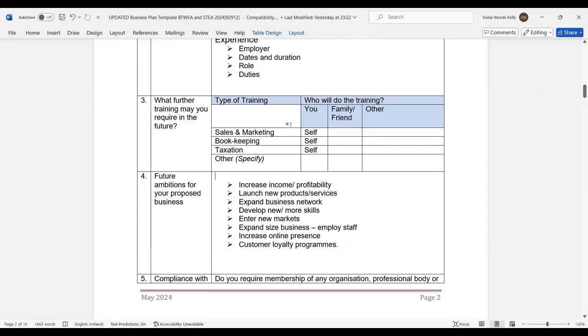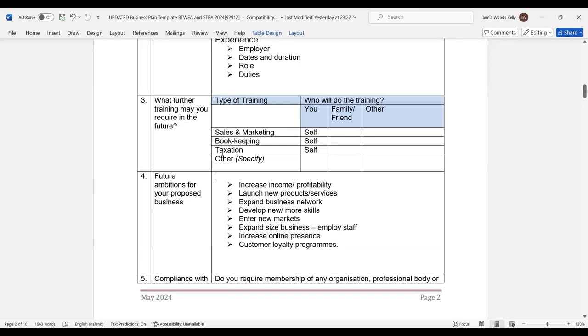So there are the 3 broad areas of training. If it's something you're interested in, put in here that it's yourself who will attend. If it's not yourself, but somebody else will attend on your behalf, you can put that in here, if it's a family member or a friend.